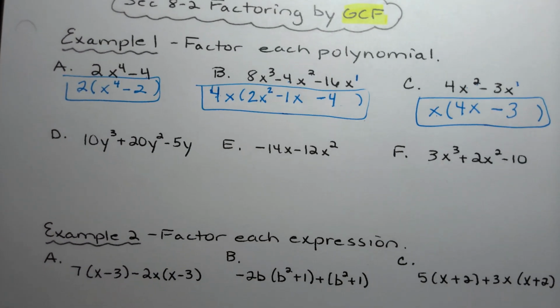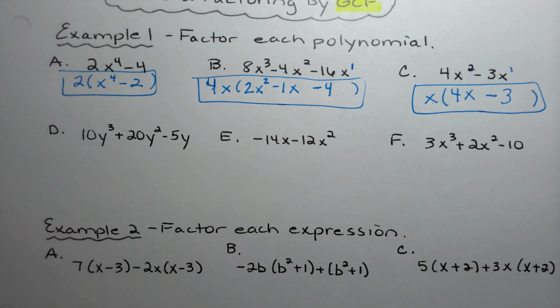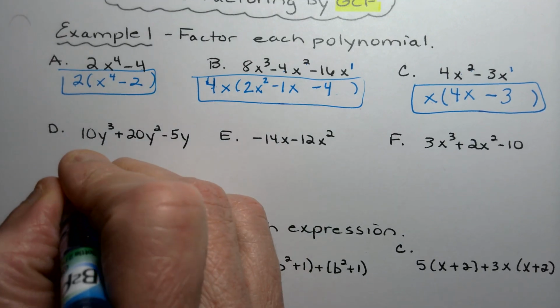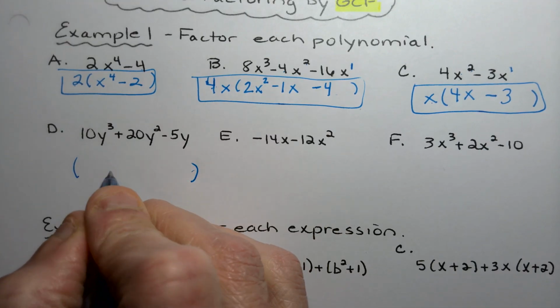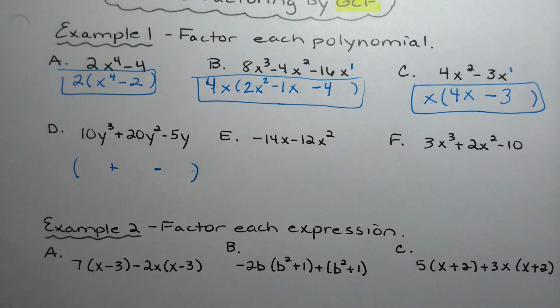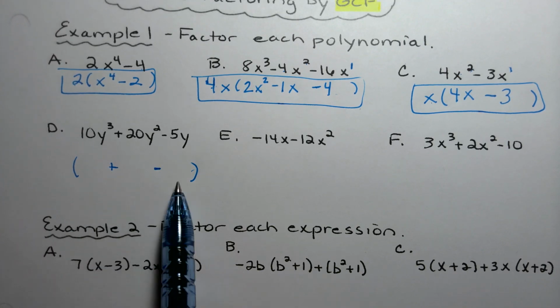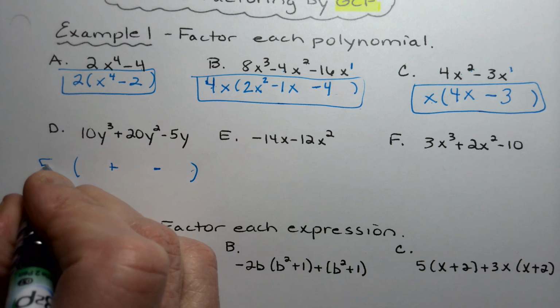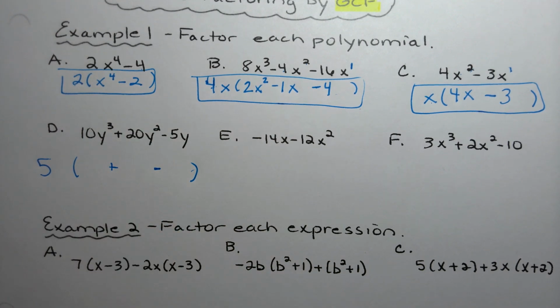All right, let's look at the next one. We've got how many terms there, class? There are 3 terms there. So I'm going to have 3 terms in my parenthesis. I'm going to put the plus in there. I'm going to put the minus in there because I know those are going to stay there. Just like there's a plus and a minus here, there's a plus and a minus there. Now let's look at the numbers. We got 10, 20, and 5. What can you factor out of all 3? Yes, you are correct. You can take a 5 out.